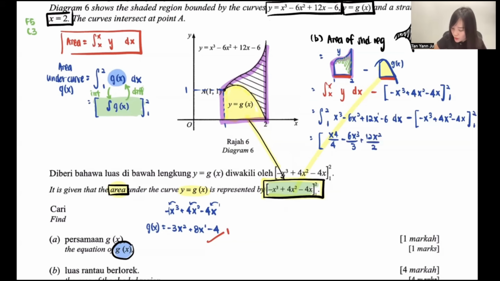The 6 has no x, guys. It's x power 0. So 0 plus 1, 1 over 1. So the whole process is just plus 1 divide, plus 1 divide. No need to write plus c because you have the numbers 2 and 1 to sub in. So just write it at the side, okay? Then this one is as usual.